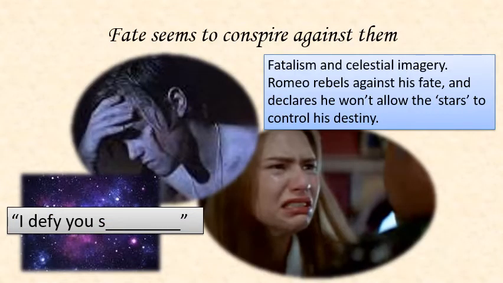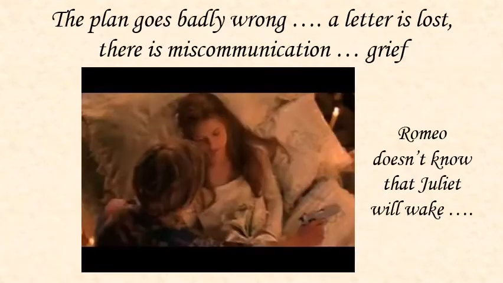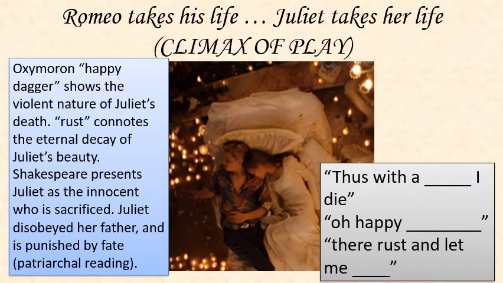Fate, unfortunately, seems to conspire against them, but Romeo rejects his fate. He says, I defy you. A piece of celestial imagery here: I defy you, stars. That is the quotation. The plan obviously goes madly wrong. The letter is lost. Romeo doesn't know that Juliet will wake. And this is where we have the climax, the moment where Romeo takes his life and Juliet takes her life.